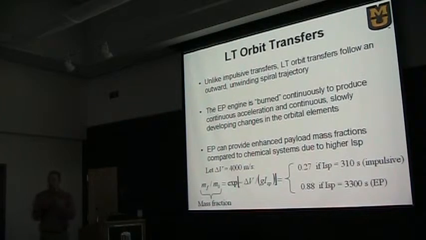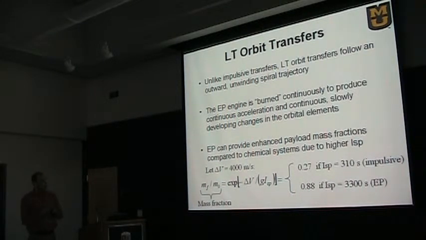So now let's talk about low thrust propulsion, electric propulsion. Unlike impulsive transfers, with low thrust propulsion the trajectory results in an unwinding spiral. You start in a circular orbit, and you produce very, very low thrust, less than a Newton of force for these ion engines. Then you have an acceleration that builds up slowly over time. So the circle just keeps getting slightly larger and larger, spiraling out. The engine is burned continuously. You're emitting these ions continuously. The engine is left on.